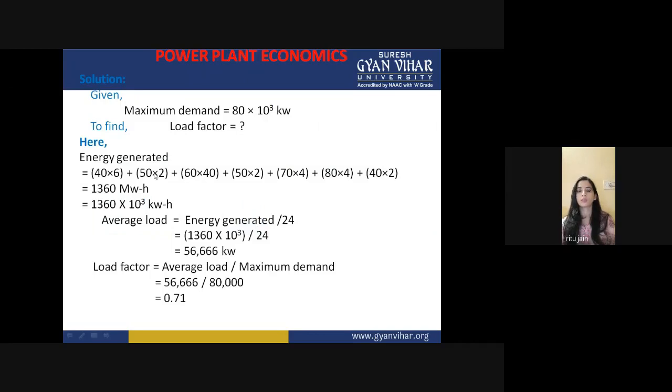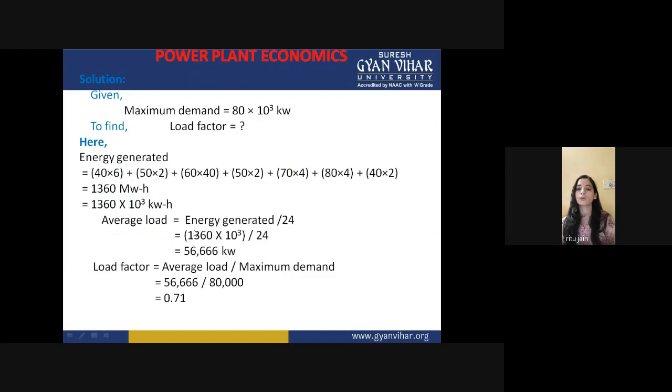Like this you have calculated all the megawatts, and if you multiply megawatt into hours, you will get the energy. So the energy consumed is 1360 megawatt hour, that is, 1360 into 10 to the power 3 kilowatt hour.